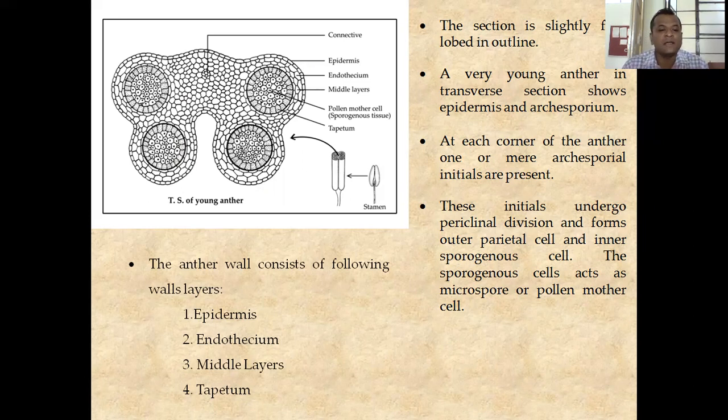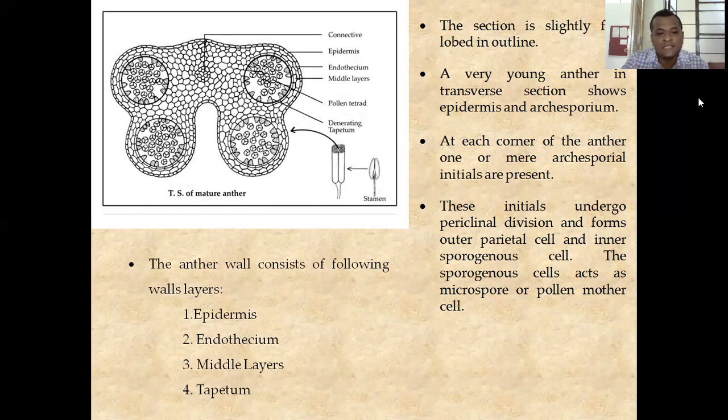The anther wall consists of four layers, that is epidermis, then endothelium, followed by middle layers, and lastly tapetum. So this is a TS of mature anther. Here you can see that the tapetal cells are degenerating or disintegrating and the archisporial initial or pollen mother cell gets metamorphosed into tetrads and pollen grain. Let us see anther wall layers one by one.